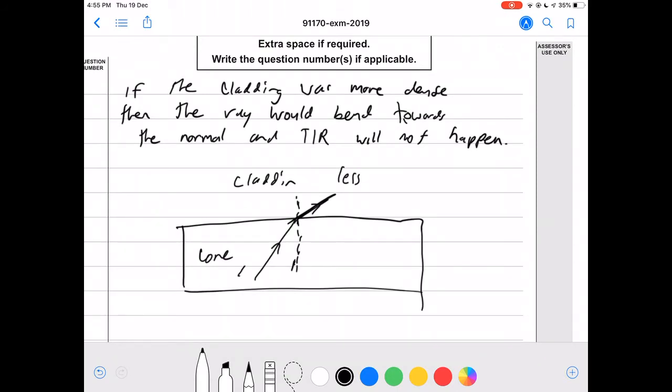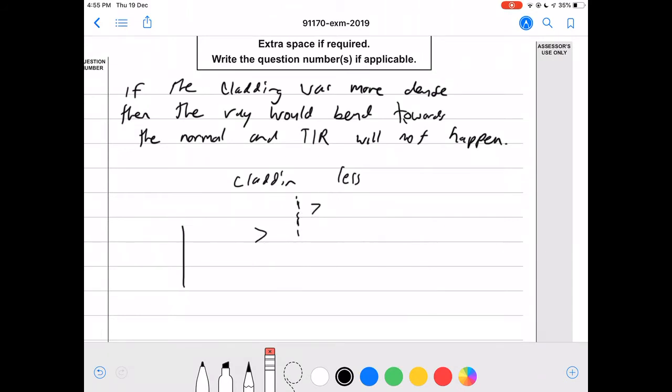However, if a ray was coming from here, then it will bend even further away from the normal. So it will keep bending further and further away from the normal, and hence you can see that eventually this ray will undergo total internal reflection, which is what the question requires you to do. So if the cladding was more dense, then the ray would bend closer and closer to the normal, and it will never actually undergo total internal reflection, because it will only get closer and closer to the normal.